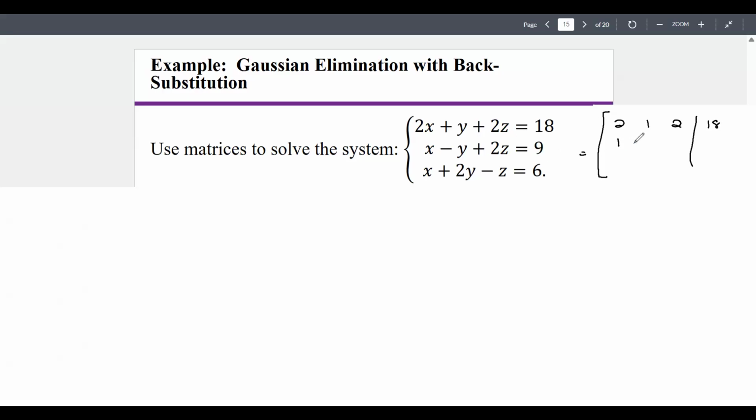We have a 1 on the x, a -1 on the y, and a 2 on the z, and that equals 9. And then the last equation, we have a 1 on the x, a 2 on the y, a -1 on the z, and that equals 6. So we have 2, 1, 2, 18, 1, -1, 2, 9, 1, 2, -1, and 6.